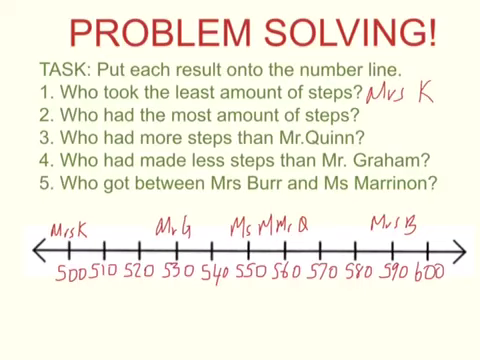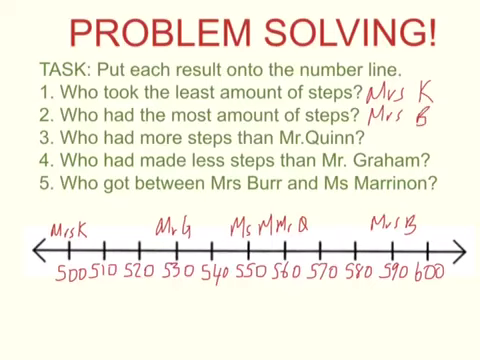Okay? The next said, who had the most amount of steps? The most. So if Mrs. Kriegish had the least, who do you think would have the most? We need to be looking at this end of the number line, the right side of the number line, because the numbers are getting bigger. And Mrs. Burr has the most amount of steps. So we'll put Mrs. and we'll put a B just so we don't write the whole one.